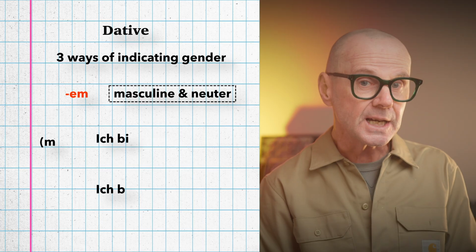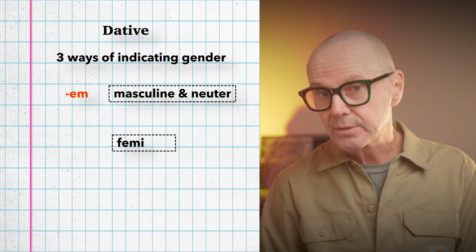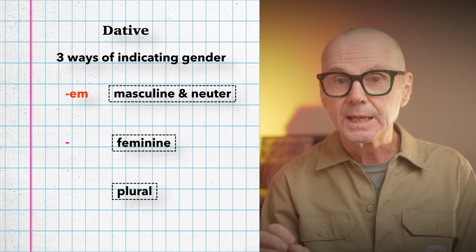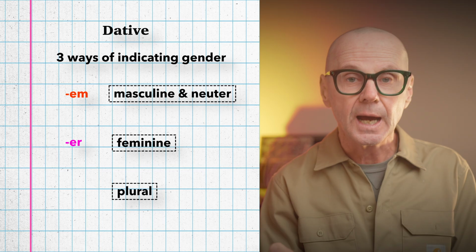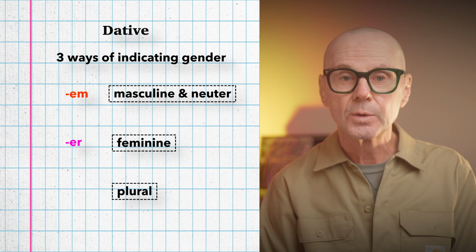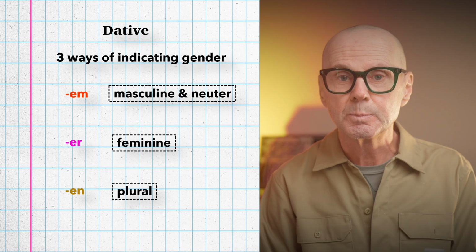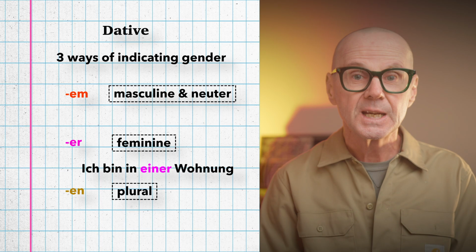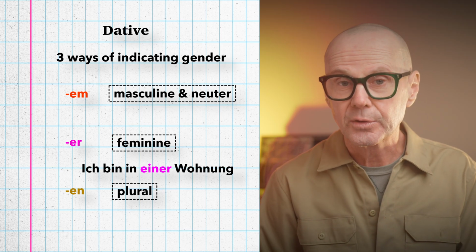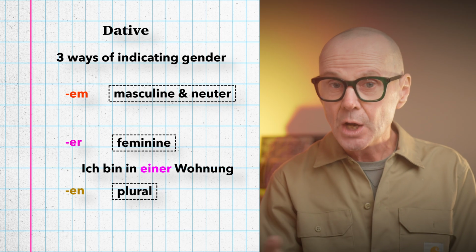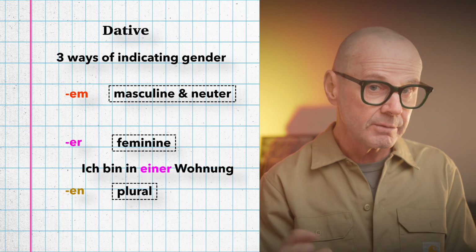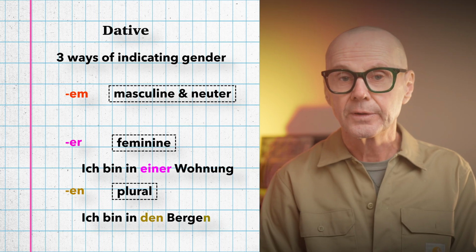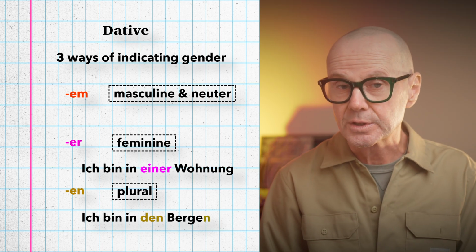And now, in the dative, we can tell the difference between feminine and plural. Any feminine nouns will be indicated by an article with an R ending and any plural nouns with an N ending. So we could say ich bin in der Wohnung or ich bin in einer Wohnung. It's the same ER ending with both kinds of article. And with the plurals, we now have Ns everywhere. Ich bin in den Bergen. There's an N on the article and another tacked onto the end of the noun.